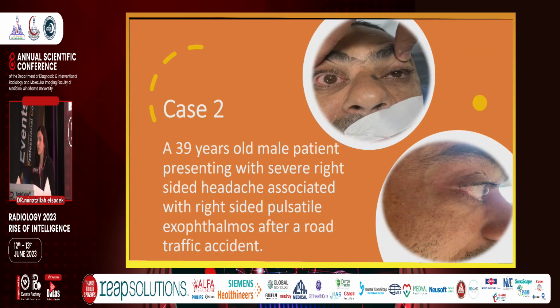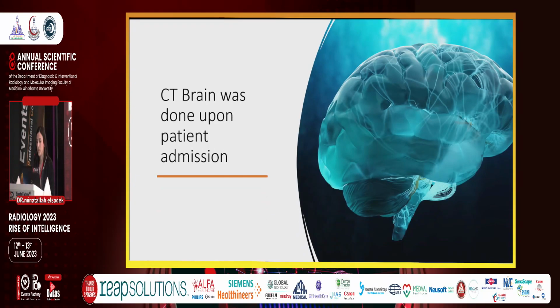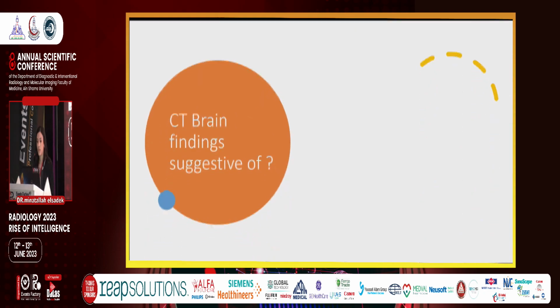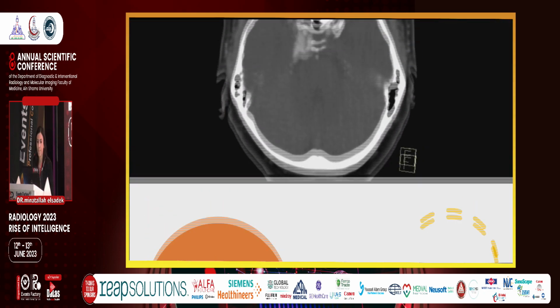Now, moving on to our second case, we have a 39-year-old male patient presenting with severe right-sided headache associated with right-sided pulsatile exophthalmos after a road traffic accident. CT brain was done, and this is the imaging. What do you think of this CT brain? Is it suggestive of dilated superior ophthalmic vein, subarachnoid hemorrhage, normal study, or orbital pseudotumor? Anyone?